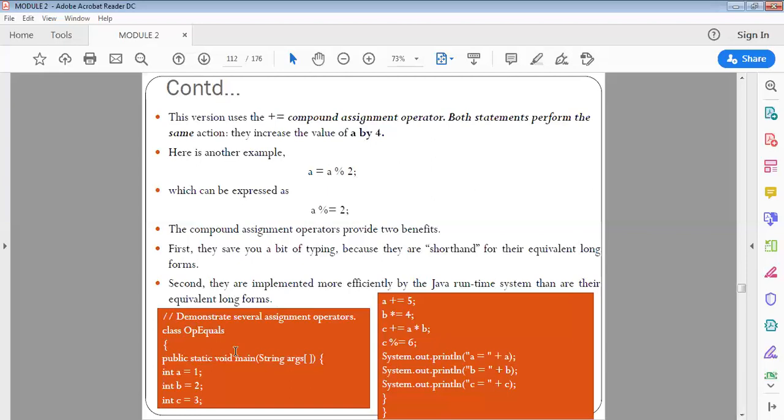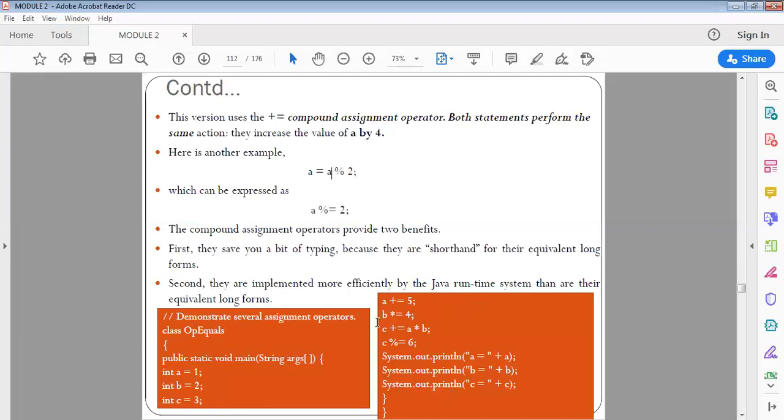So this is the following program that will be illustrated. We have a class called OpEquals with a main function. Int a equals 1, b equals 2, c equals 3. So declaration and initialization of a, b, c with values 1, 2, 3 are done here. Now we are going to increment the values of a, b and c. First you get a plus equals 5, which is nothing but a is equal to a plus 5. What's the a value you have? 1. 1 plus 5, a value will be 6.